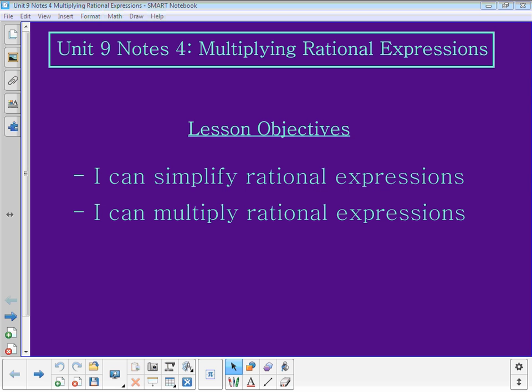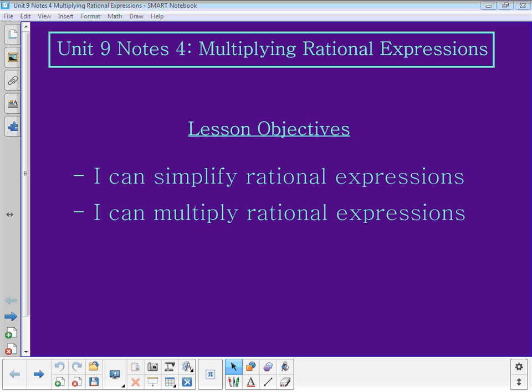Multiplying rational expressions. So today our lesson objectives are simplifying rational expressions and multiplying rational expressions. We're going to take what we did yesterday and apply it to multiplying rational expressions today. If you really look at what you're doing today, you have all the tools in your toolbox to handle it. We're just taking a lot of pieces and putting them together. A lot of what we did on yesterday's notes is going to apply to today.